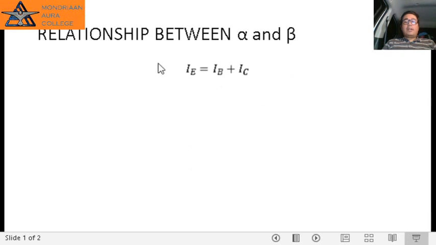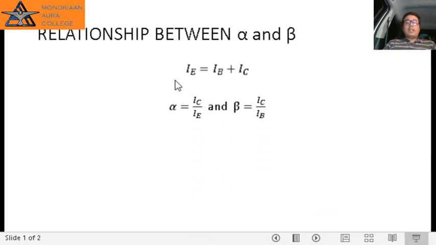So we have the basic relationship between or among the three currents. Now we have I sub E equals I sub B plus I sub C. As you noticed, capital po yung ating mga subscript dito kasi ang pinag-aaralan muna natin dito are all DC quantities. Alright? Next, we know that the equation for alpha is equal to output current IC divided by input current IE, and beta is equal to output current IC divided by input current IB.